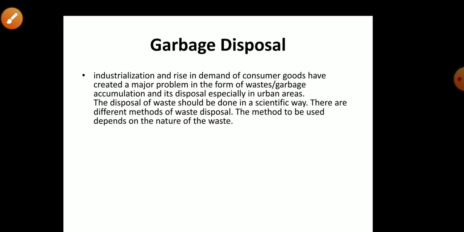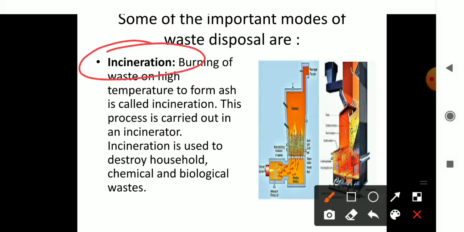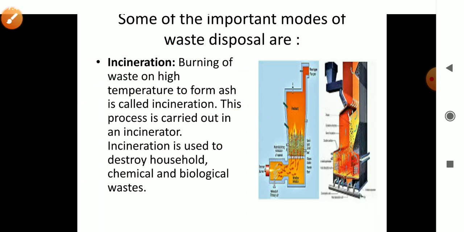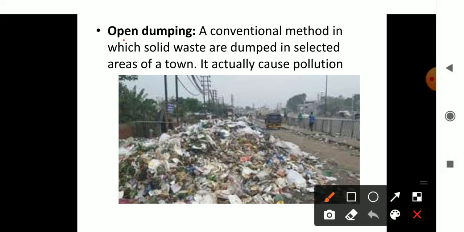And what all things can be done in order to get rid of the waste material? One is incineration. Here the waste materials are burnt at a very high temperature in an incinerator, at a temperature of 800 degrees Celsius or so. The waste materials are burnt, and then the ash that is obtained is dumped in the low lying area. So this is one way of getting rid of the waste. Open dumping should always be avoided because this results in pollution.